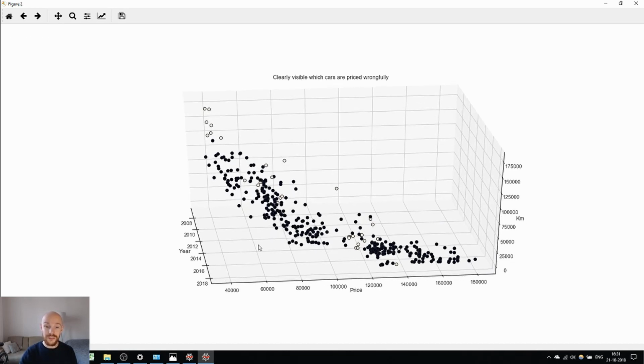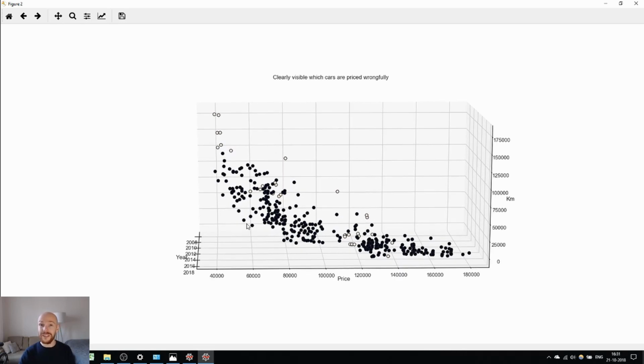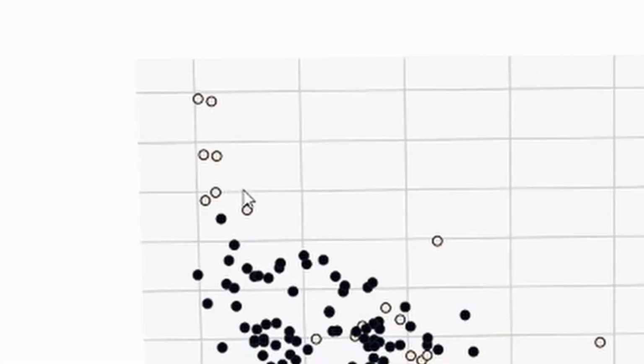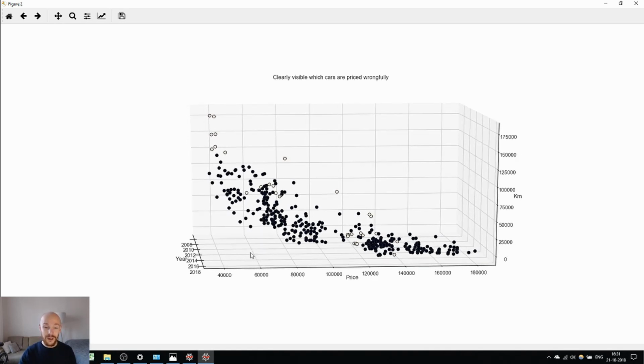However, when we start to turn the graph, so the kilometer range also becomes clearly visible, we see that these cars have actually the same price as the cars here, but have a lot more kilometers. Meaning, if you are in the market for an Audi R8 between 40,000 and 50,000 euros, you probably want to avoid these cars, as you can get a better car for the money, a car with less mileage.